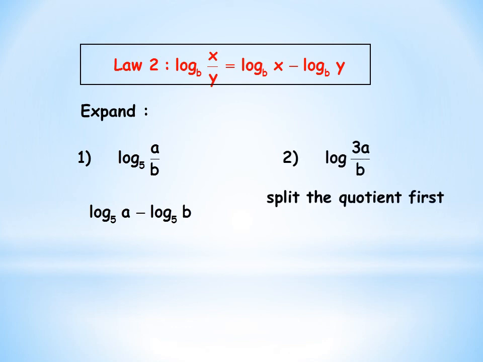When you have two things in your numerator or your denominator, you're going to want to split the quotient first. So what I mean by that is you want to write this as the log of 3a minus b, and then go ahead and expand this here again as the log 3 plus the log a minus b. You can always check your answer because anything that is positive should end up in your numerator, and anything that is negative should end up in your denominator.